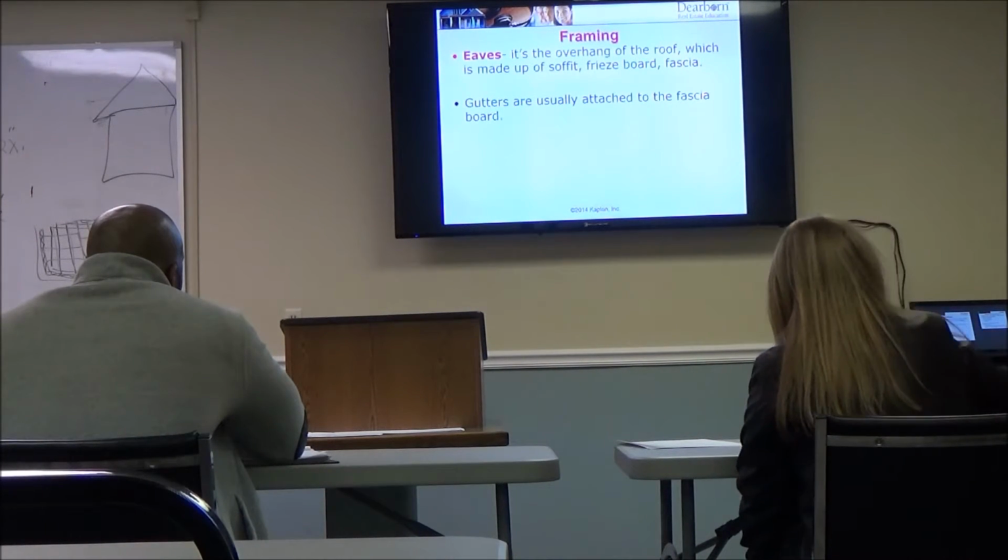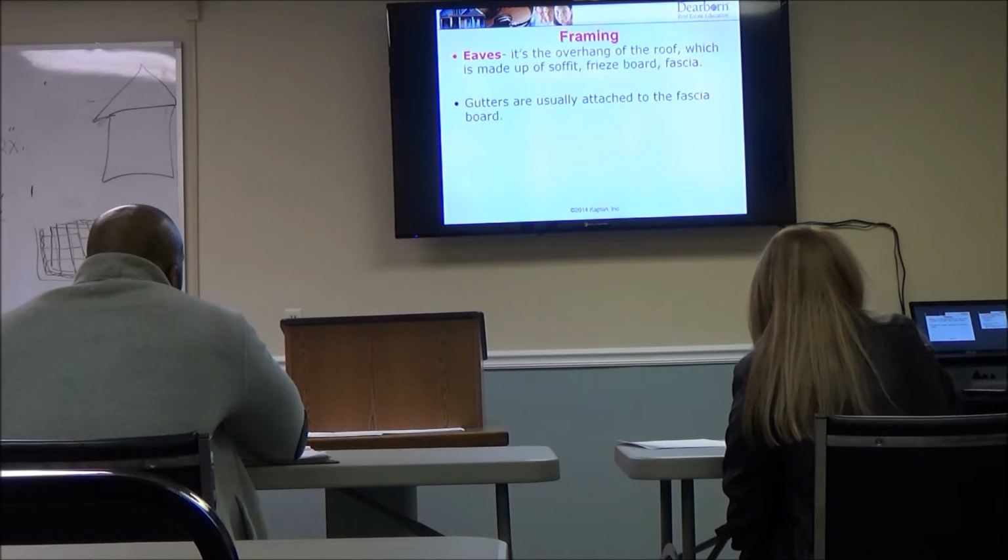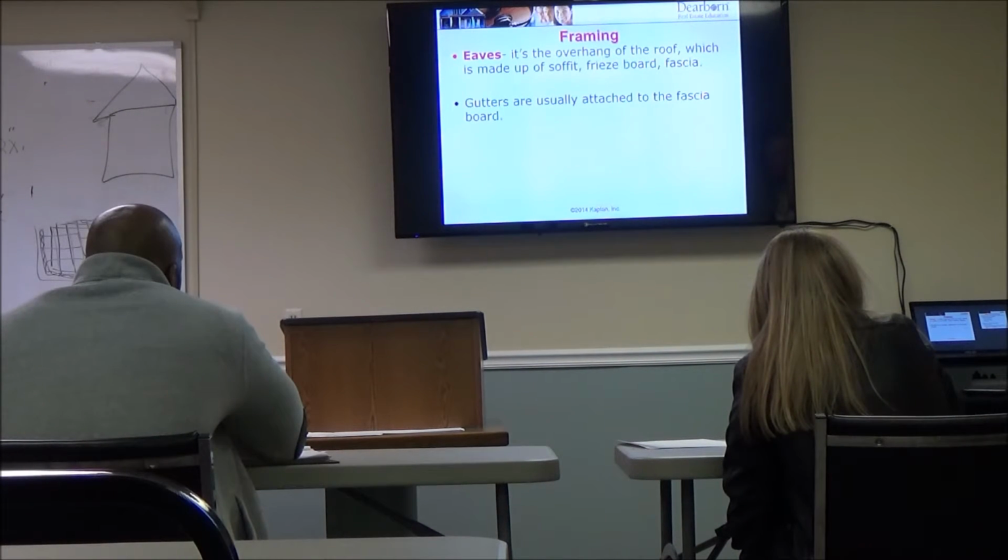I need to write that down. Eaves: the overhang of the roof, made up of the soffit, freeze board, and fascia.